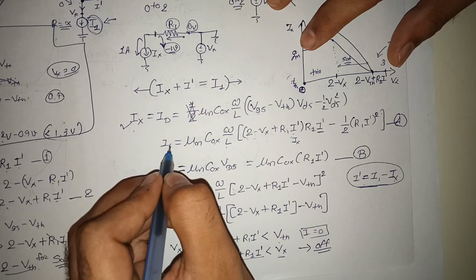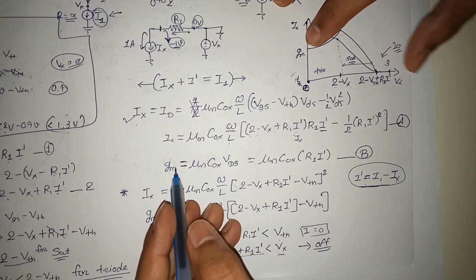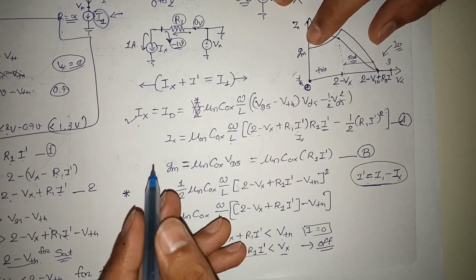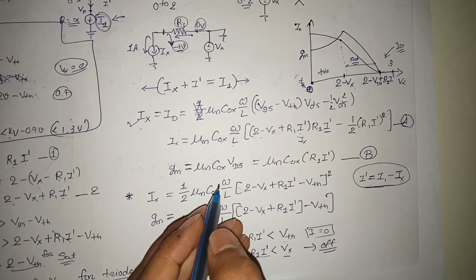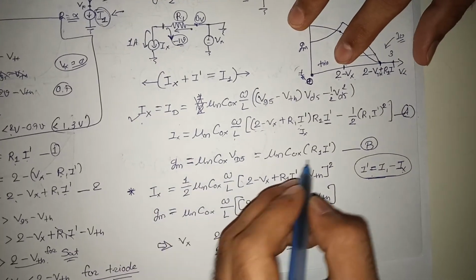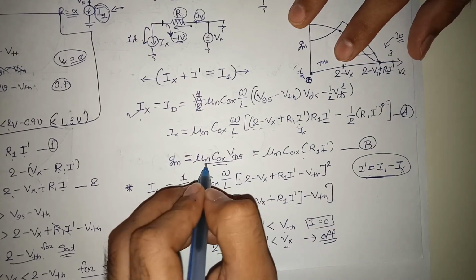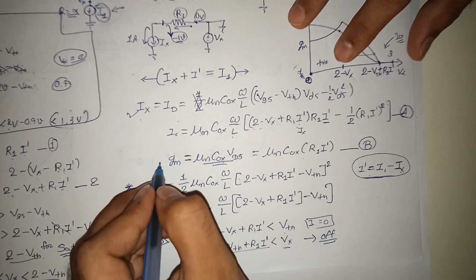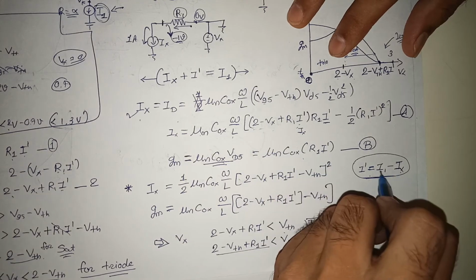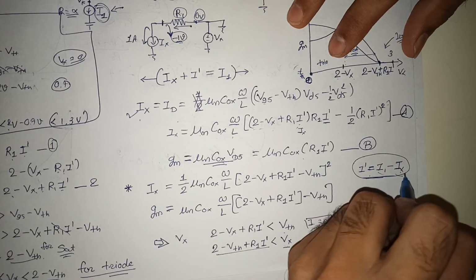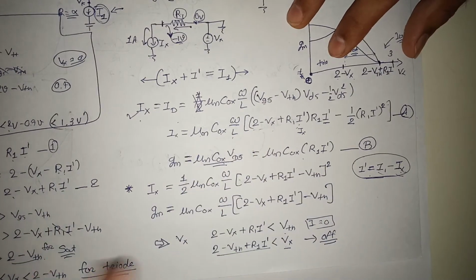Once you get Ix, you can either do the same process here, or you can use the equation of Gm with respect to Ix. Those are saturation region equations, so you may get this equation perfectly fine. That is mu n COX VDS. This is the triode region Gm equation. Here it is mu n COX R1 I dash. I dash you can replace by I1 minus Ix, and for Ix you can use this equation, whatever you got after simplification.